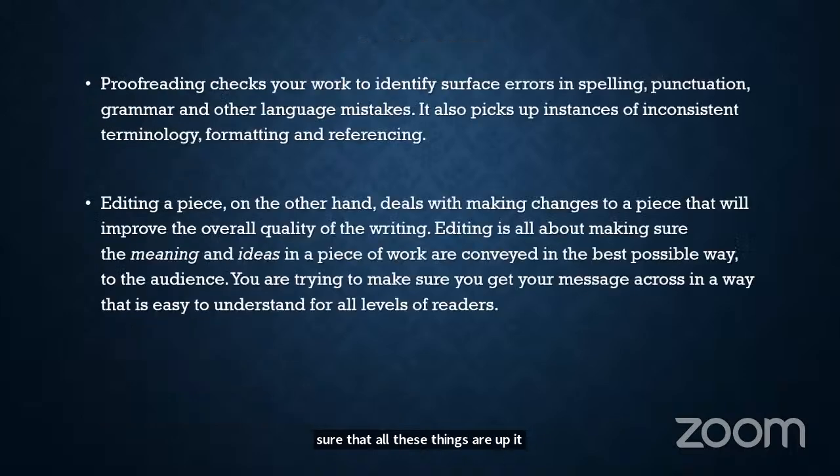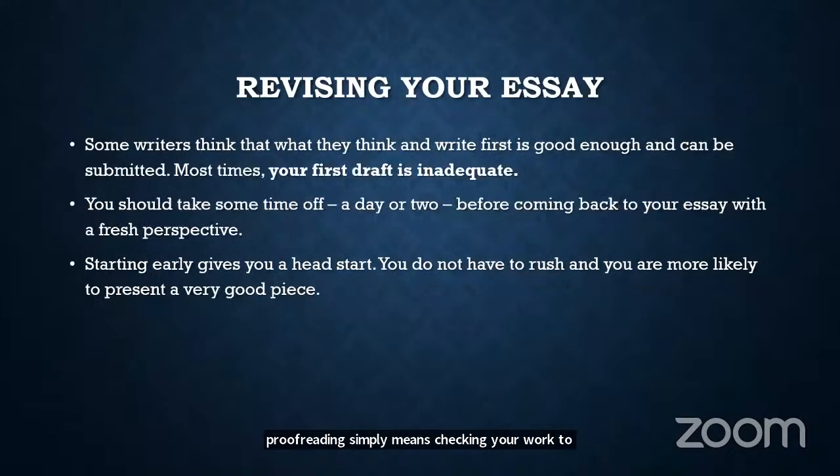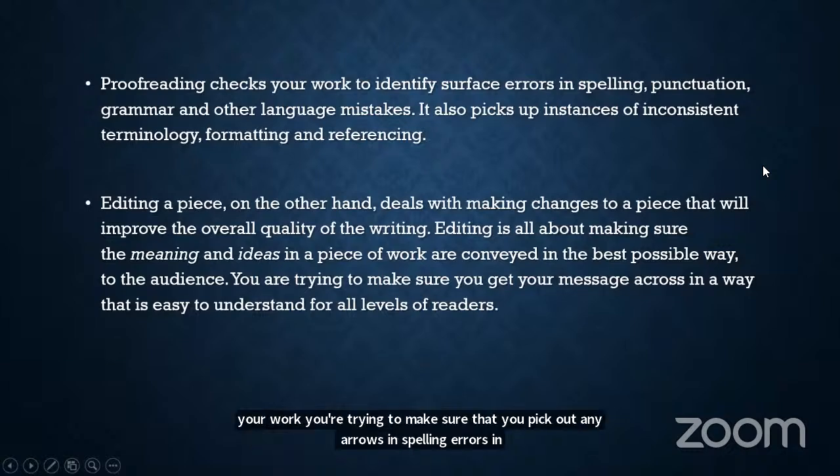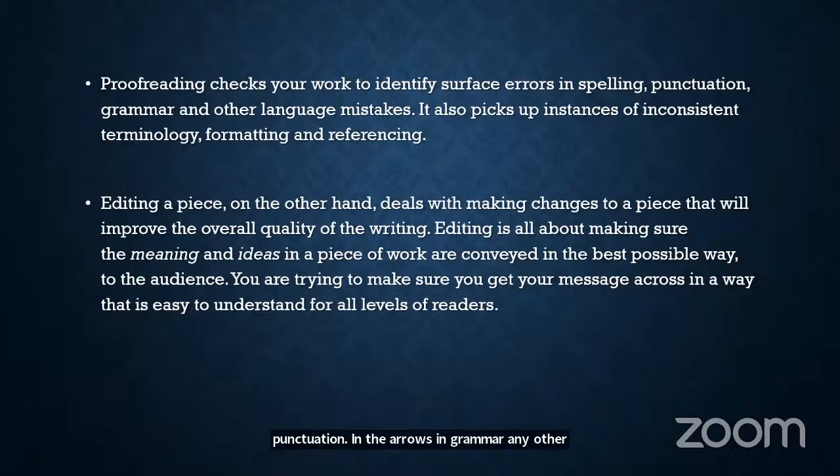And so we'll begin with the definition of what proofreading and editing is. Proofreading simply means checking your work to identify surface errors in spelling and punctuation, grammar, and other language mistakes, and also trying to pick up any instance of inconsistencies in terminology, formatting, and referencing. So when you are proofreading your work, you are trying to make sure that you pick out any errors in spelling, any errors in punctuation, any errors in grammar, any other mistakes that might be in your piece. So it's just like a surface check.